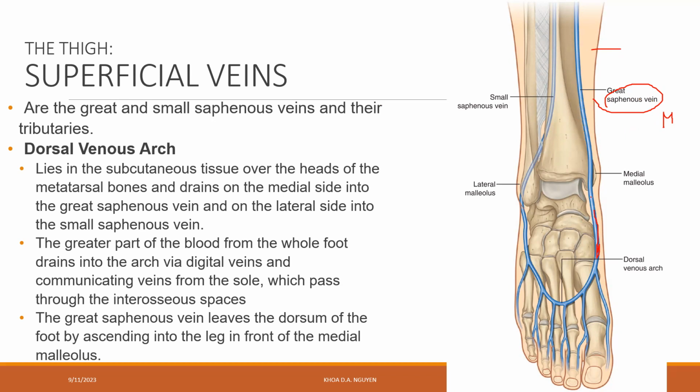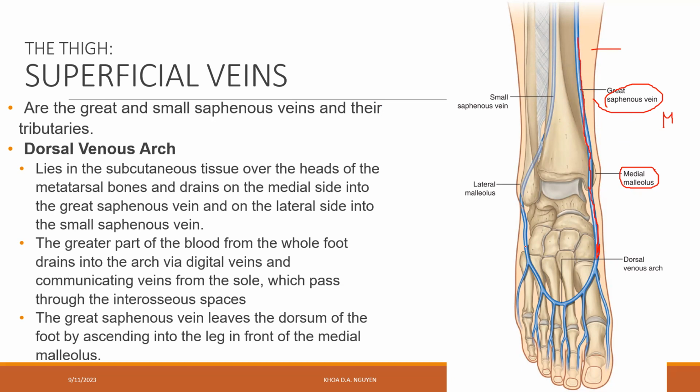The great saphenous vein is going to course on the medial side of the leg. And when it reaches the medial malleolus right here, it will go anterior to the medial malleolus. Okay, so remember this. This is very important. Get tested all the time. The great saphenous vein is going to course anterior to the medial malleolus as it goes up here. That's the great saphenous vein.